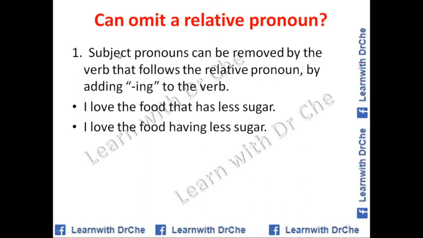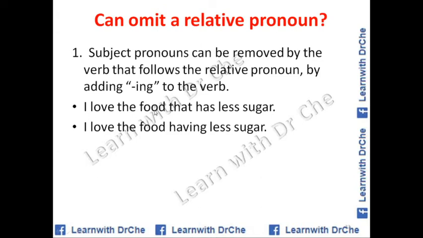Number 1 is subject pronouns can be removed. Subject pronouns can be removed, and the verb that follows the relative pronoun changes by adding ing to the verb. It's difficult, huh? You don't understand. Let us look at the example to understand.